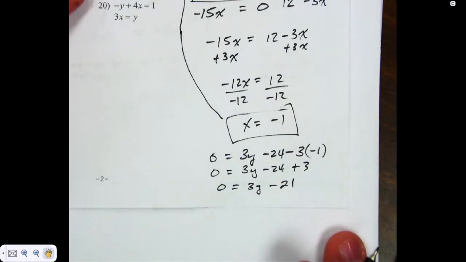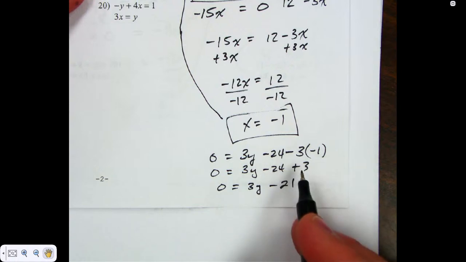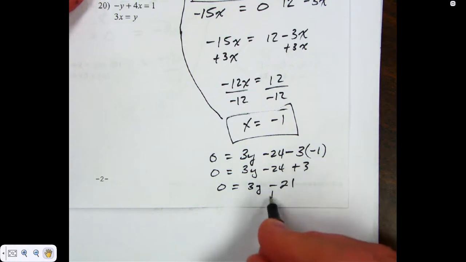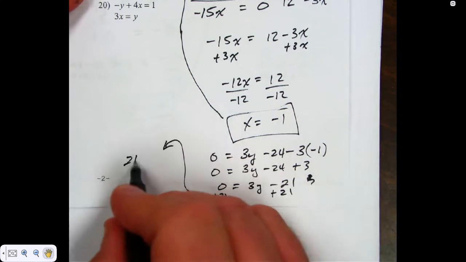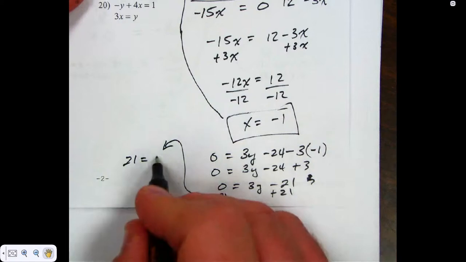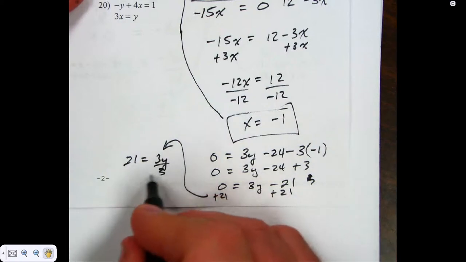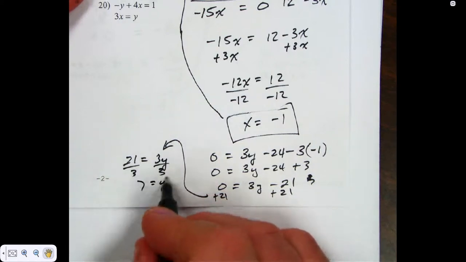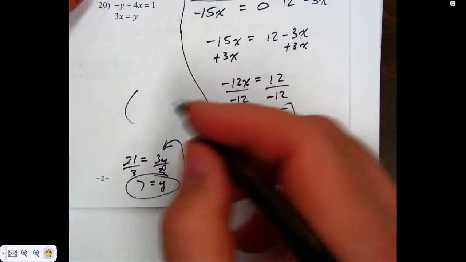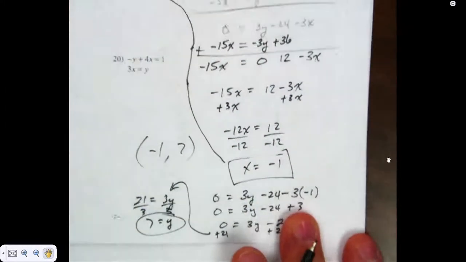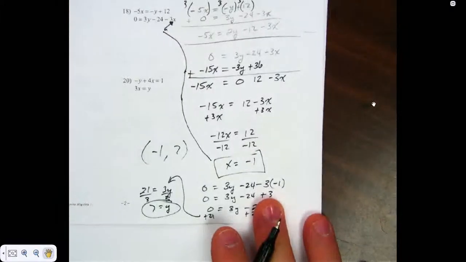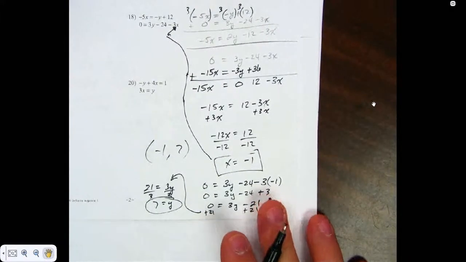You guys agree? See how we combine? We multiply, then we combine like terms. What's the only thing left to do? Add 21 to both sides. I'm left with 21 is equal to what? 3y. Divide both sides by 3, and y is equal to what? So the answer is negative 1 comma 7. That's number 18. Write that down. Let's get to work.